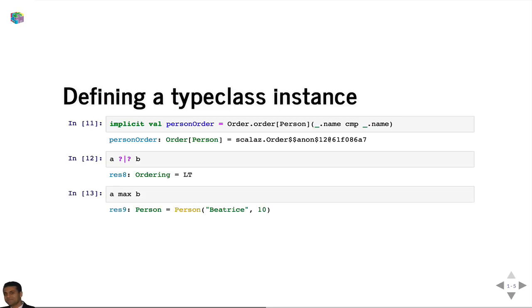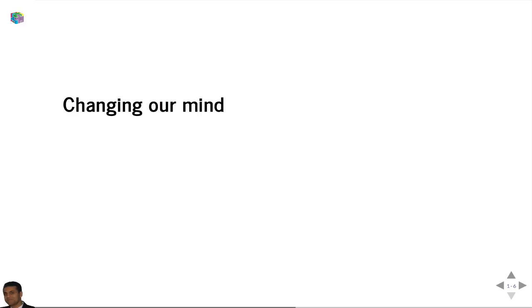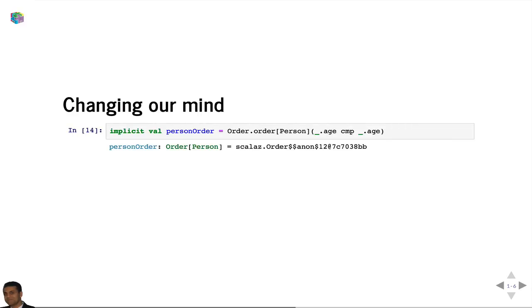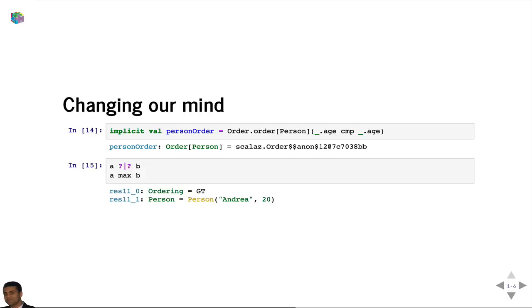Defining the ordering, you can use other methods in the Order typeclass. We have now a working definition for the max operator for persons. We can change our mind and decide to order persons by their age. We redefine now the order with a new typeclass instance. This one is actually comparing persons looking at their ages. As expected, now Andrea is greater than Beatrice because he is older.